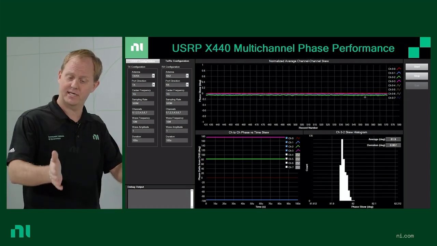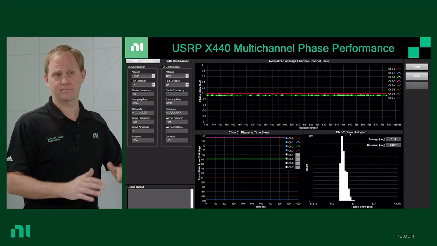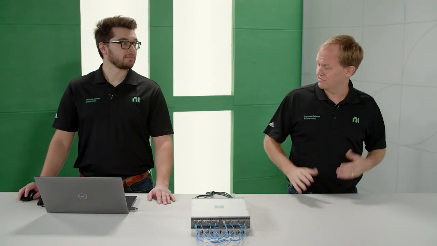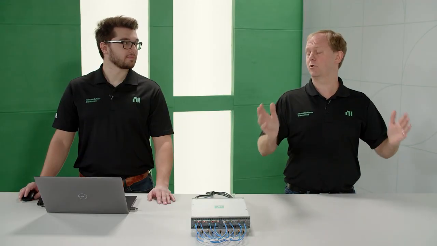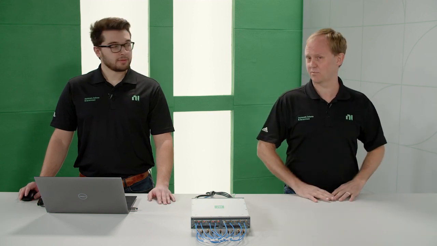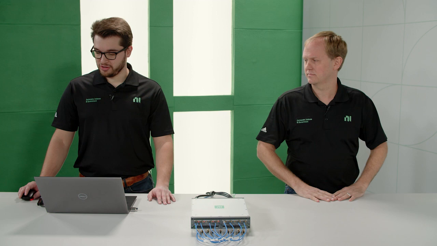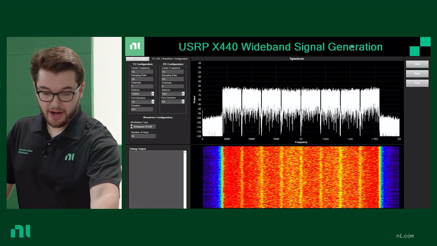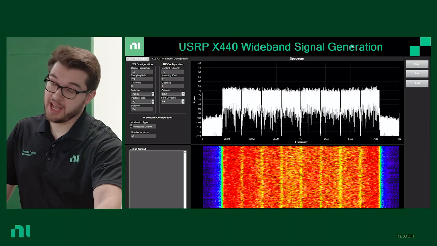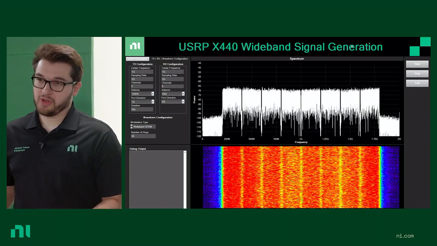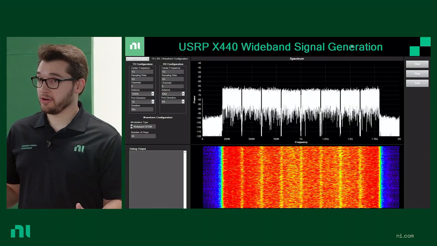So in addition to the multiple channel phase coherent performance of this radio, it also has a lot of bandwidth. So Zach, can you give us a demonstration of using that full 1.6 gigahertz of bandwidth on the radio? Sure, Hayden. Let me switch to the next demo. So what we're looking at here is our X440. We are now just transmitting on 1 channel and receiving on 1 receiver. And we're doing that at approximately 1.6 gigahertz of bandwidth.